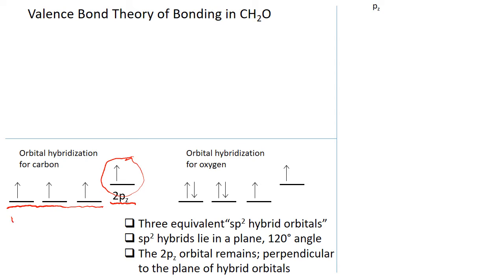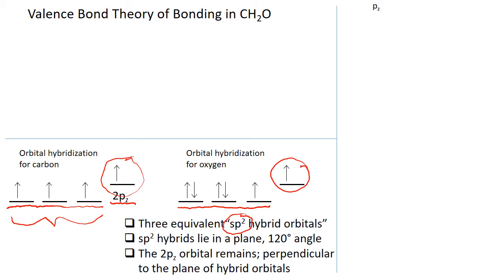So my hybrid orbitals are then formed from 1 part s and 2 parts p. So what we call these are sp2 hybrid orbitals. The same thing is going to happen for oxygen. I have my 3 sp2 hybrid orbitals. I have my remaining 2p orbital.